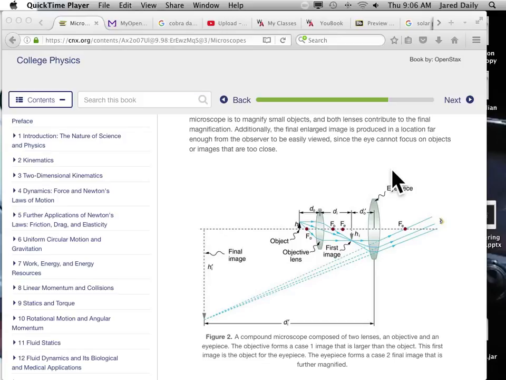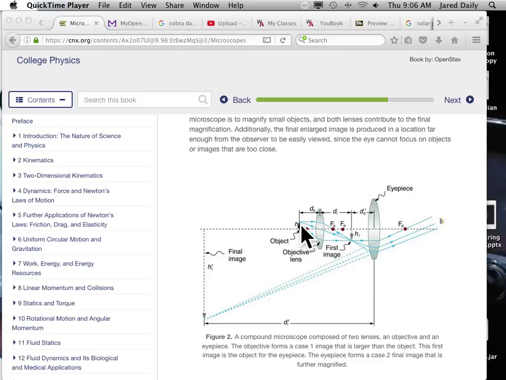So this is kind of what it looks like. This is what a microscope looks like. Get the screen up here. So in a microscope you have the objective, which is the smaller lens. No, sorry, the objective, which is the one that's next to your object. And then you have the bigger lens, which is the eyepiece, which is the one you look through.